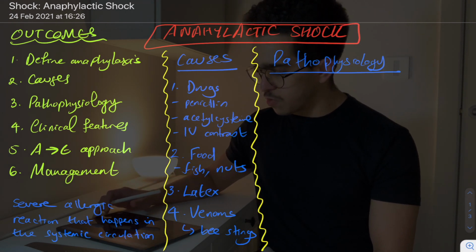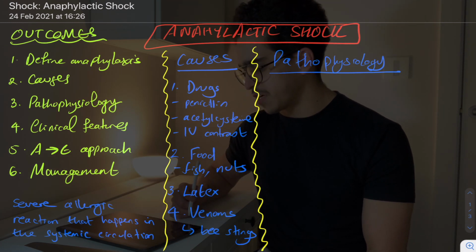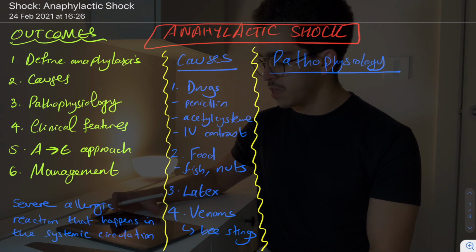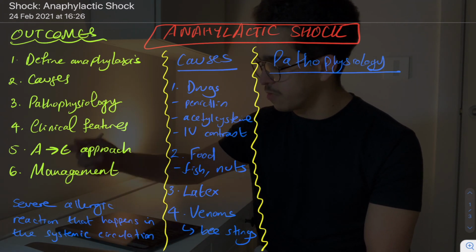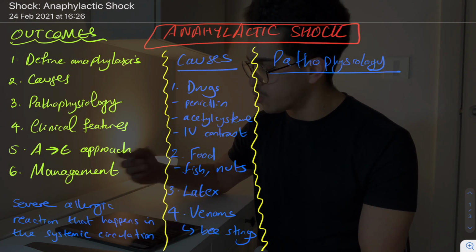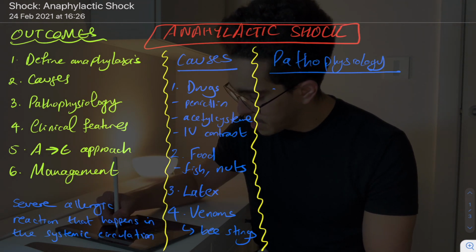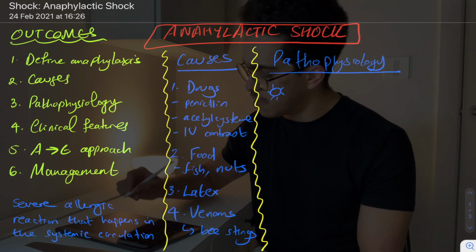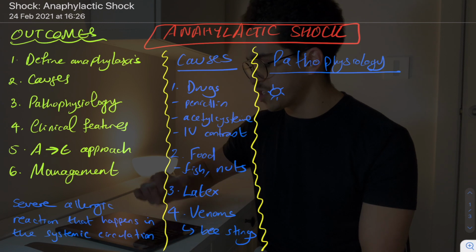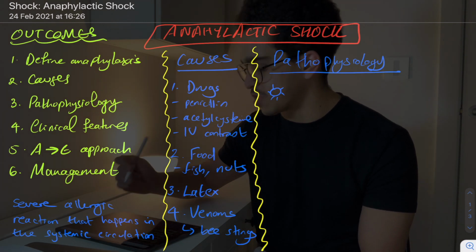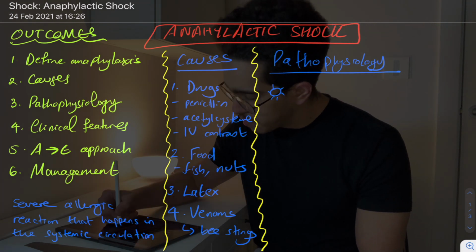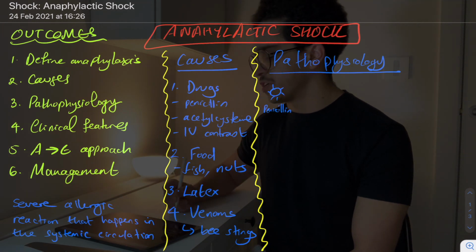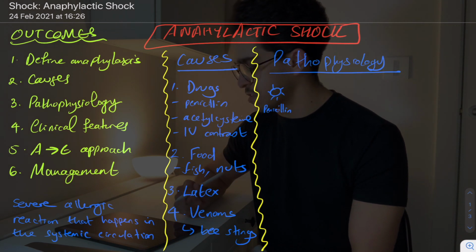Okay, so what is the pathophysiology of an anaphylactic shock? What exactly happens that causes these terrible symptoms? So for example, someone who's allergic to penicillin. Let's take penicillin as an example. This is penicillin, this is the allergen basically. So penicillin is going to be ingested by that individual and enters the systemic circulation. When it enters the systemic circulation, what happens?